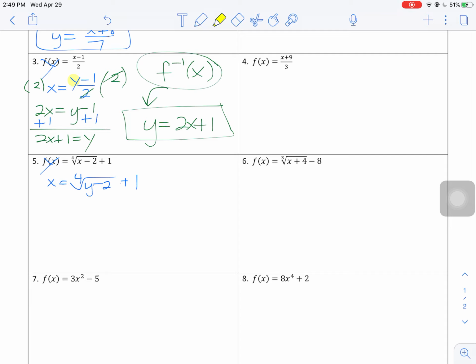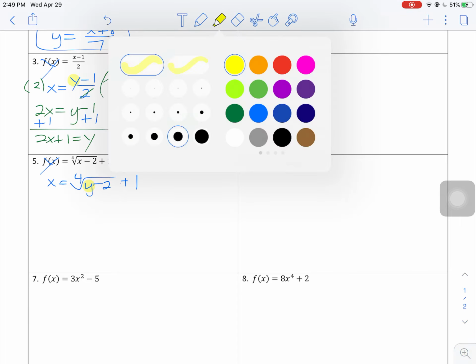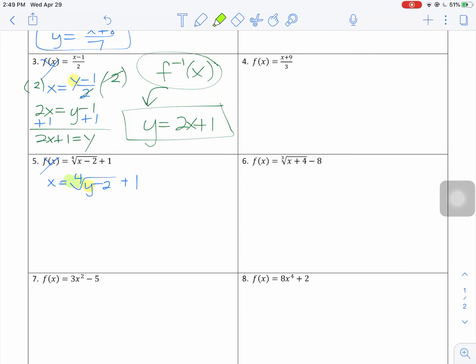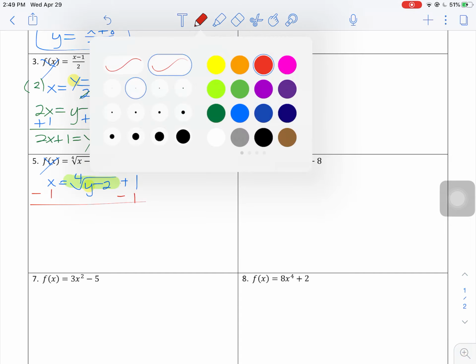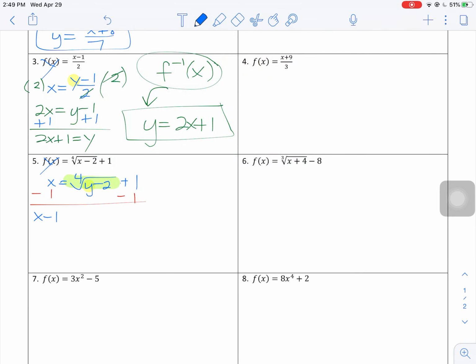Now I'm going to try to solve for y. There's a radical in this equation. So in order to get rid of a radical, I'm going to have to find a way to cancel it out. Before I can do that, though, I have to isolate the radical. So the radical is this whole thing right here. That's the radical. So I need to get rid of that plus 1 in the front. In the back. So I'm going to subtract 1 from both sides. So x minus 1 equals the 4th root of y minus 2.